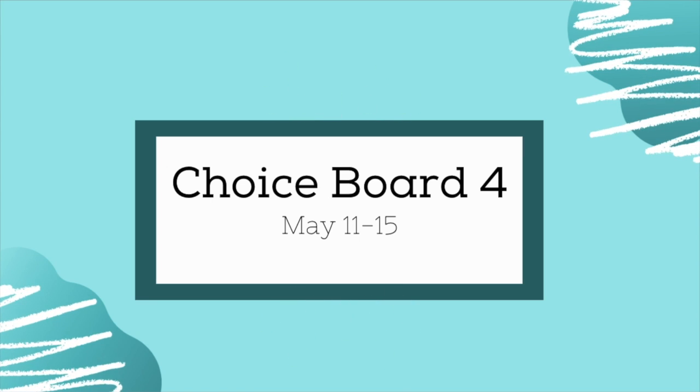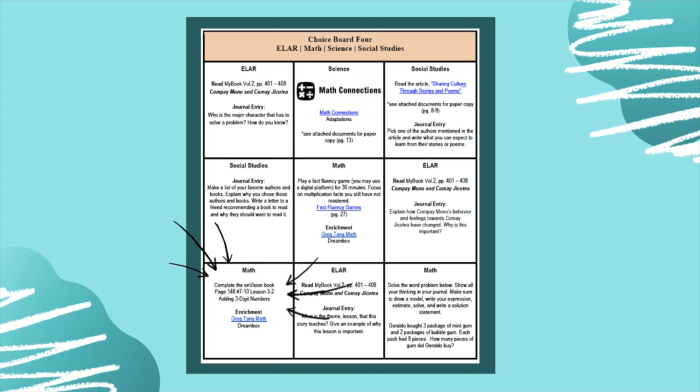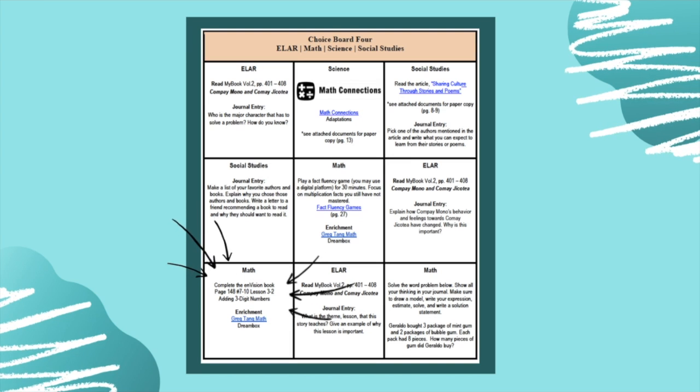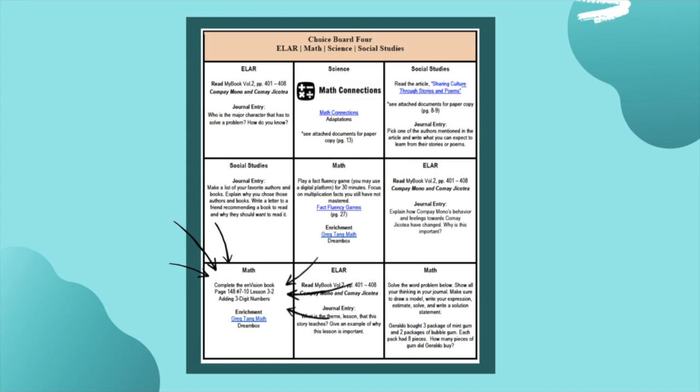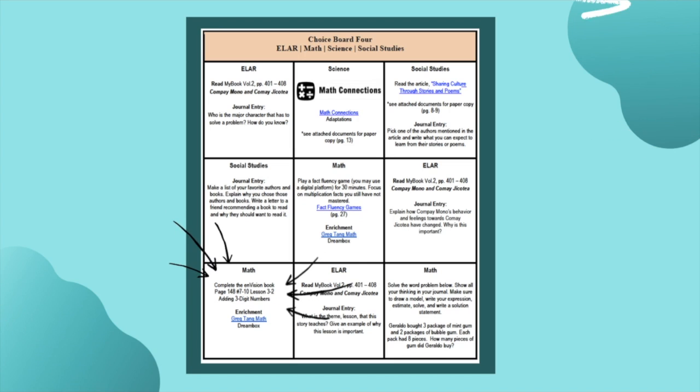Today we are going to go over one of our math choices from choice board number 4. You'll see the math choice that we're going to go over today at the bottom left. It says complete the Envision book page 148, number 7 through number 10, lesson 3-2, adding 3-digit numbers. After you're done with this, for enrichment, you'll either go to Greg Tang Math or Dreambox.